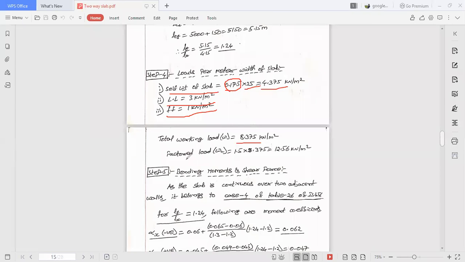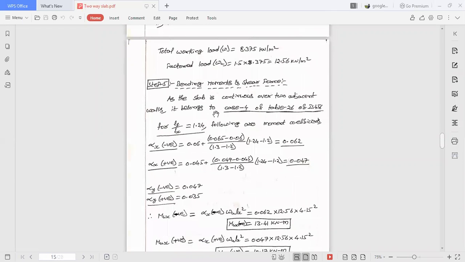And how to find a factored load? Multiply with factor of safety, which is 1.5. You will get 12.56 kilonewton per meter square. That is total load per meter length of the slab.